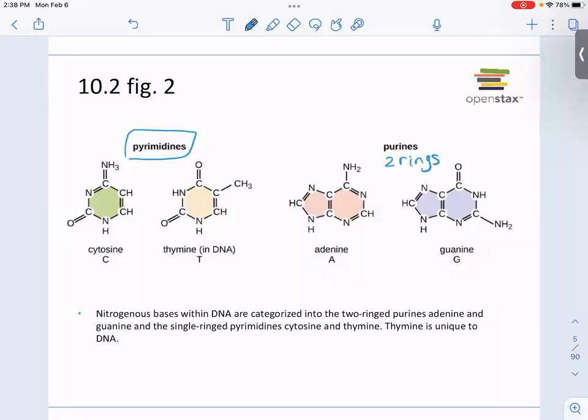I had a little mnemonic that helped me remember that when I was in college. My major was part of the ag school, and so I always said Aggies, so our adenine and guanine are the purines. Okay, two rings are the purines. So I don't know, that's how I remember that.